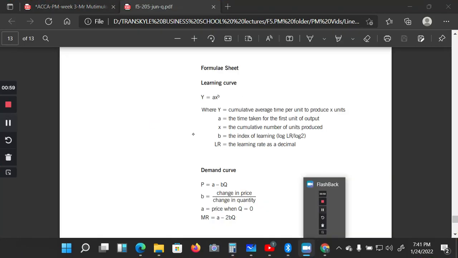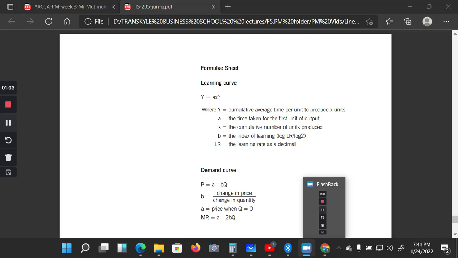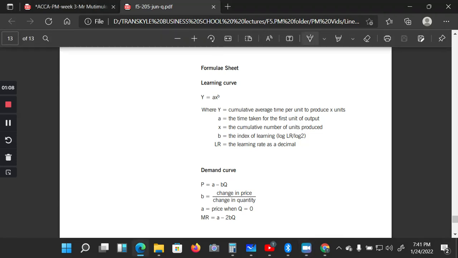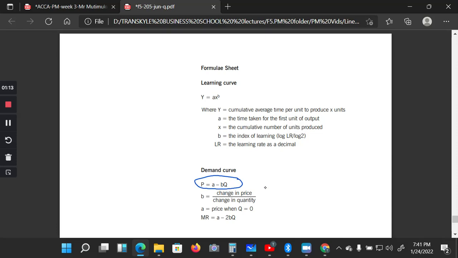As you can see, in the exam you are given this formula. No need to panic. It is given as part of the formula available for the purpose of your examination. So, ACCA students, do not worry. You will be given this formula in the examination. All right, let's move on.